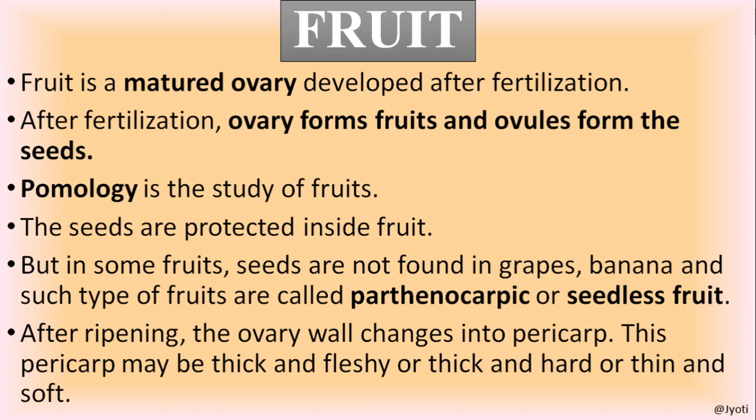Fertilization takes place inside the ovary, and in the ovary what is there? In my previous session I told you that inside the ovary the ovules are arranged in different manners, and that is called placentation. So fruit is a mature ovary developed after fertilization. After fertilization, the ovary develops into fruit. Then what does the ovule develop into? The ovule develops into the seeds.